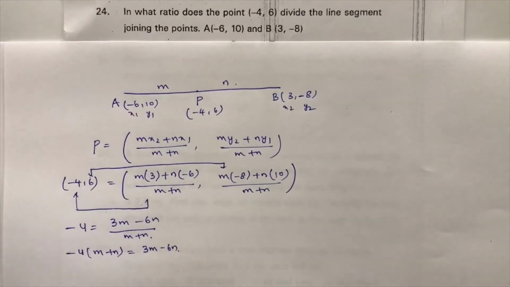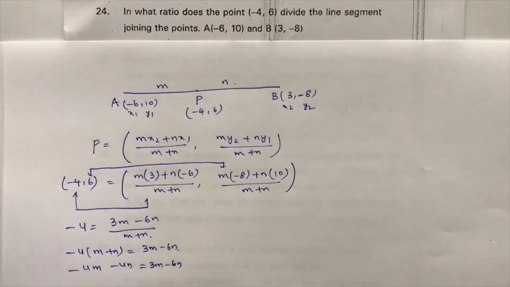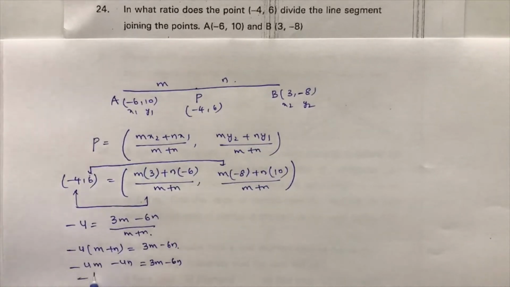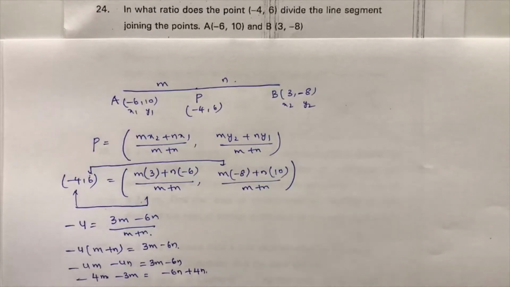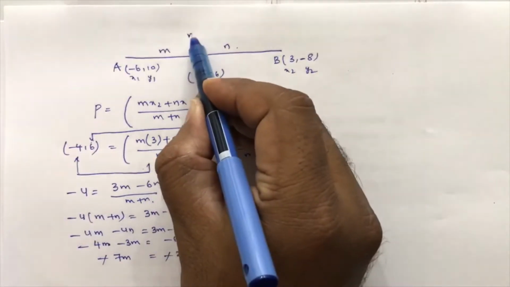So if we simplify further, minus 4m minus 4n equals 3m minus 6n. Get the variables, like terms, to one side: minus 4m minus 3m equals minus 6n plus 4n. Now next, minus 7m equals minus 2n. Minus minus cancel. So we need to find m is to n.